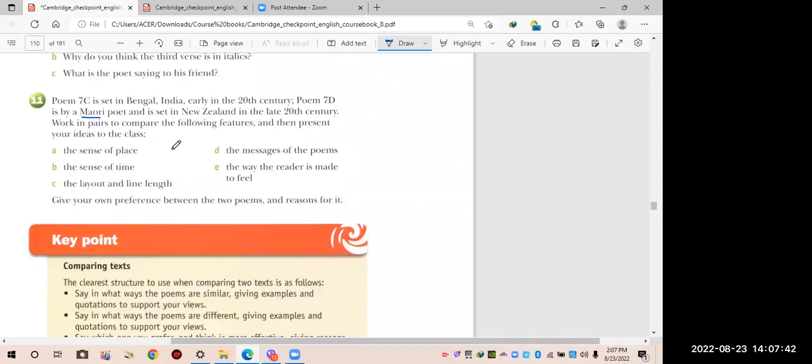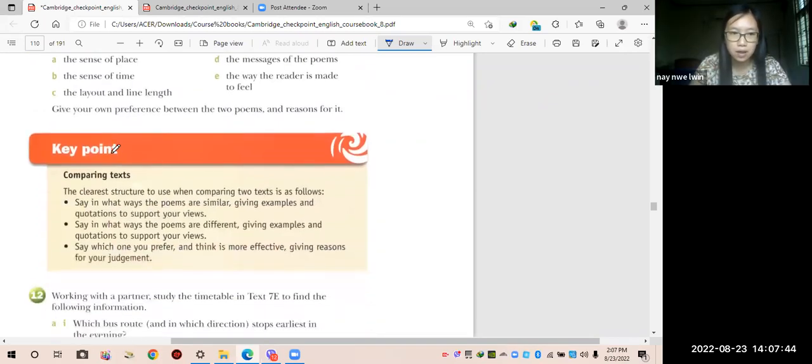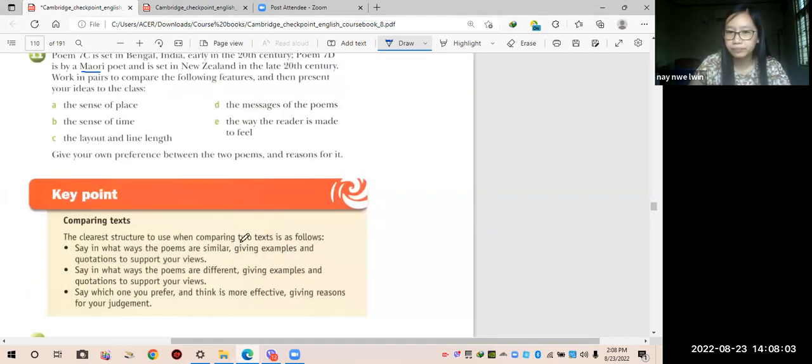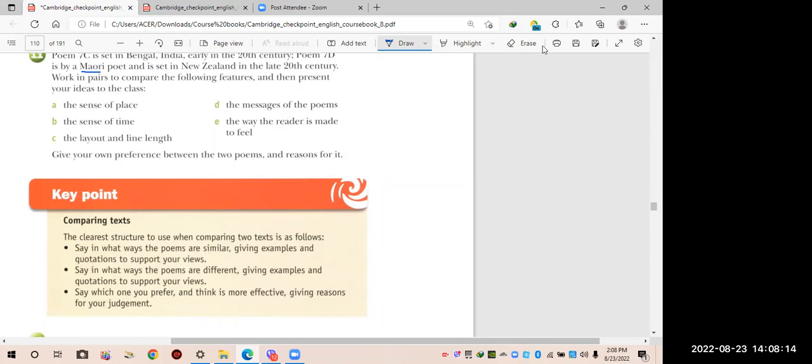So before comparing the texts, we can read the key points here. What is comparing texts? It means the clearest structure to use when comparing two texts is as follows. Say in what ways the poems are similar, giving examples and quotations to support your view. For example, for the sense of place, is it similar or different? You just have to give a clear answer, but you also have to give quotations where you find your answers to support your view. Is that clear? Yes.